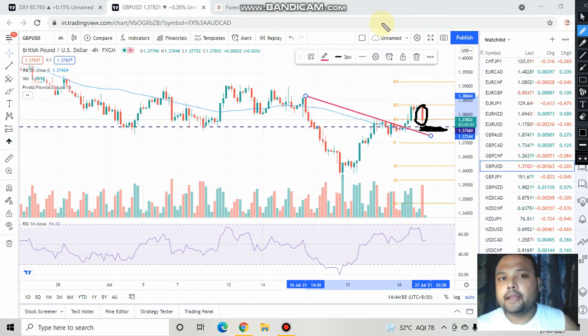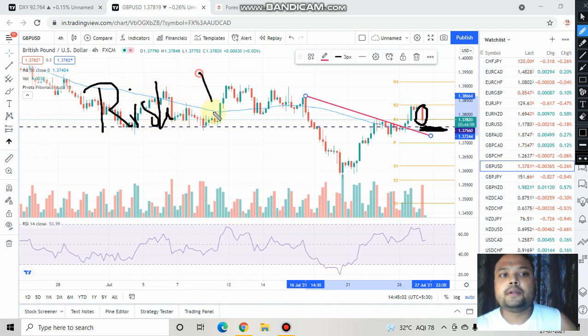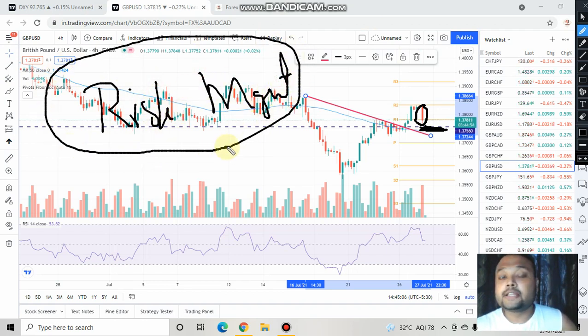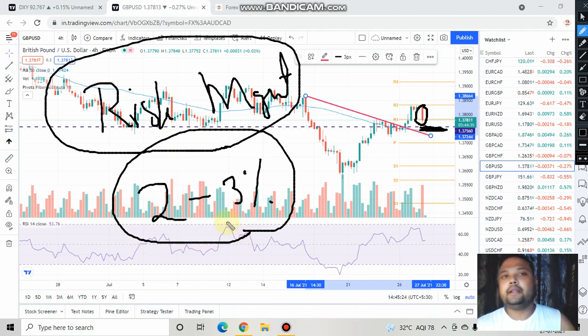But keep in mind to follow proper risk management. Following risk management is extremely crucial, extremely important, because this is the market. Traders like you, traders like me, we do not decide the direction of the market. We can do analysis, we can be wrong also, I can be wrong also. Therefore, follow proper risk management and do not risk more than 2 to 3% of your trading capital. That's my request.